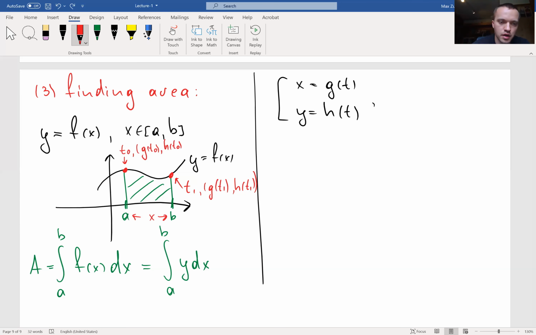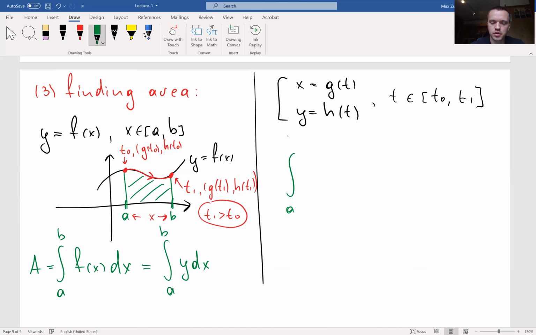And since t1 is bigger than t naught, I'm going to have that direction over here. And then t changes between t naught and t1. So what I want to do is take this integral over here and just rewrite this integral using my parametric equation. So not f of x, I want to use y.